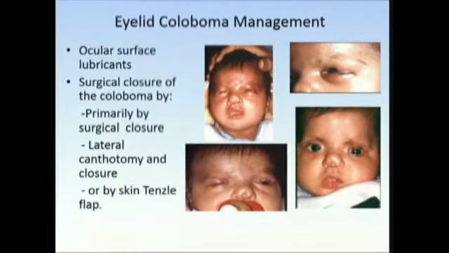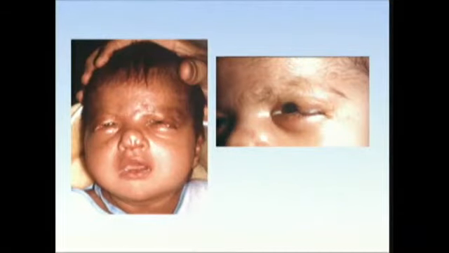This is another child that shows only lid coloboma, but he shows all the other features of clefting somewhere else, but not the lip, not the palate. Repair the coloboma alone. And in this, what we do, we freshen the margins as well, and we do a tensile flap that's directed this way to pull the lid medially.